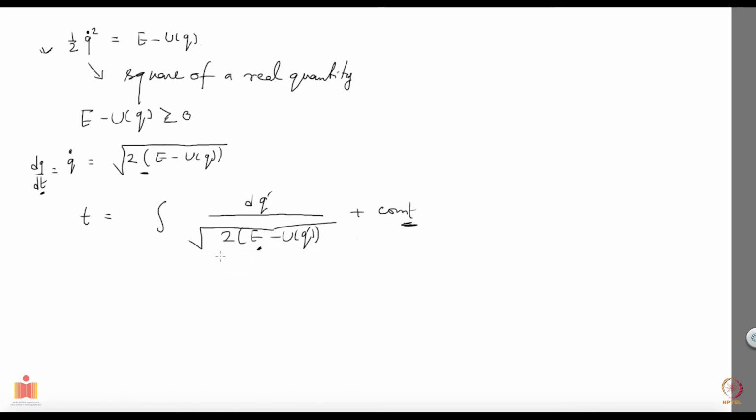Okay, so let me do a little bit more. Let's say I do away with this constant and do a definite integral now. So I will put q from t equal to 0 to q of t, and this I want to choose to be 0. So what you have basically is the following: the integral from 0 to q of t of dq prime over the square root of 2 times (E minus U of q prime). Correct.